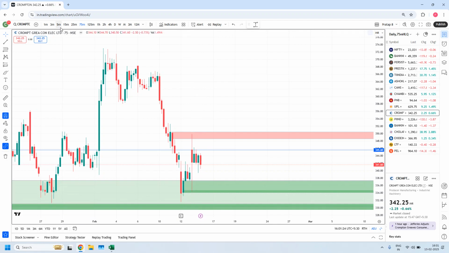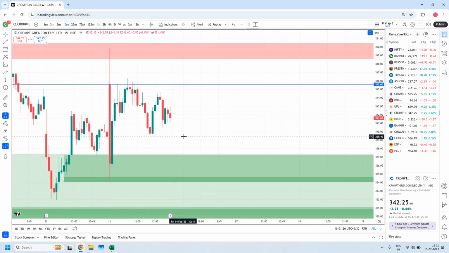Now let's get into the fine-tuned 15-minute zone created recently. See, here we have a leg-in candle, and we have 1, 2, 3, 4 base candles and then a rally candle. Rally base rally, the 15-minute zone. And this 15-minute zone we again fine-tuned with the 5 minutes time frame.